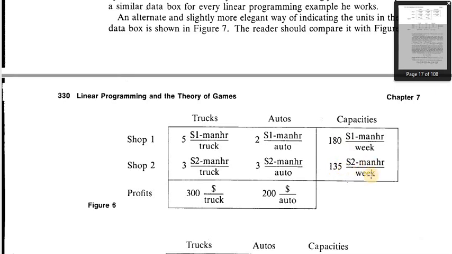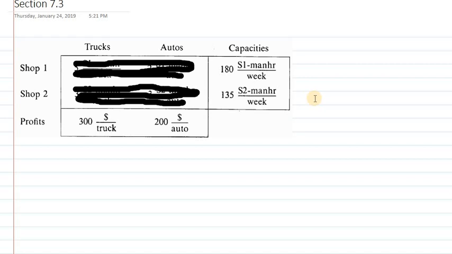Alright, so I've extracted the information we've talked about so far and constructed this box here. We're talking about making trucks and autos in Shop 1 and Shop 2. And profit is what you want to maximize, so I put profits down at the bottom. We had units of dollars per truck profit and dollars per auto. And we had capacities for Shop 1 and Shop 2 in man hours per week. All right. So these are the profits. Now what I'm interested in is the total profit.